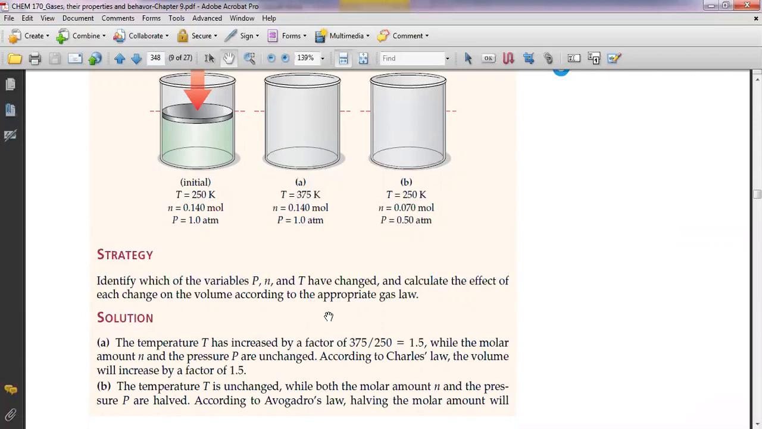But here you can also calculate how much the volume is going to increase. You need to calculate the ratio between the temperatures. So 375 divided by 250 is 1.5. So the volume is going to be increased by a factor of 1.5 in case of A, because volume is proportional to the temperature.